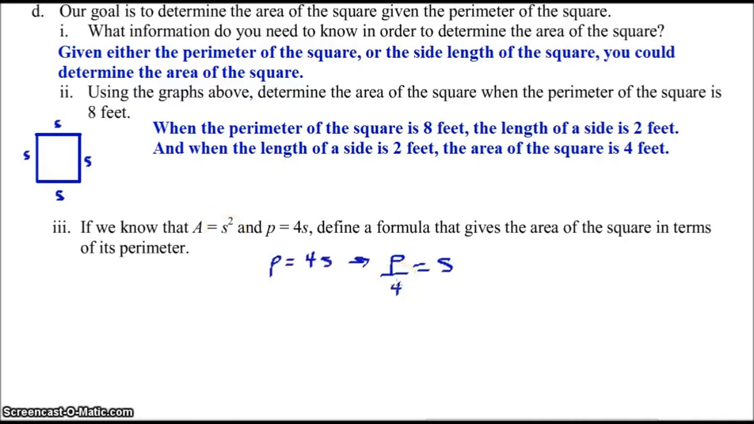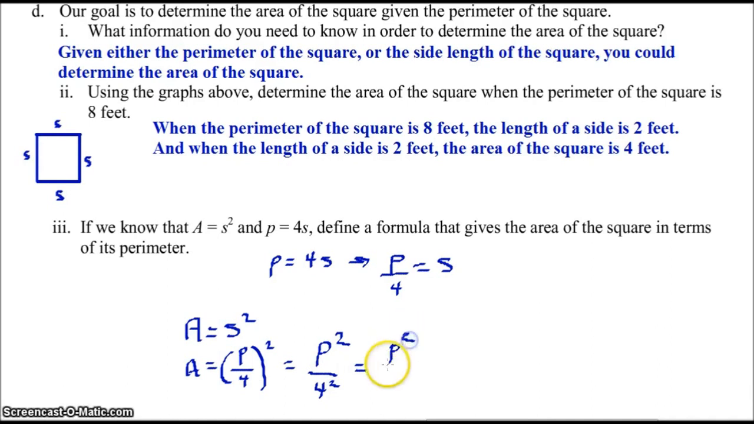First, P equals 4S implies that P divided by 4 equals S. Just divide both sides by 4 there. Now that we have S by itself, we can substitute that in this formula here. And so A equals S squared, or A will equal P over 4 squared. So we see that here A is S squared, and then we just take this value for S, P over 4, and substitute it here. A equals P over 4 squared, and if you wanted to rewrite that, you don't have to at this point, that's the same as P squared over 4 squared, or P squared over 16.